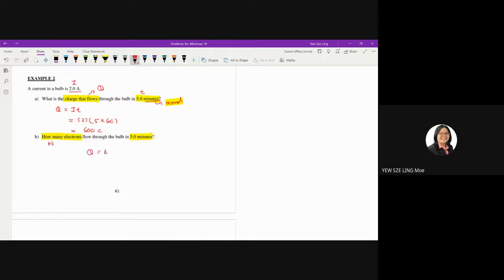So Q equals N e. Q from question A is 600 equals N times e. For e, if you refer to the list of constants, you will have 1.6 times 10 to the power of negative 19. So the number of electrons flowing through the bulb in 5 minutes is 3.75 times 10 to the power of 21. And what is the unit now? Electrons. Very good. The unit is electrons now, because the question is asking for how many electrons.